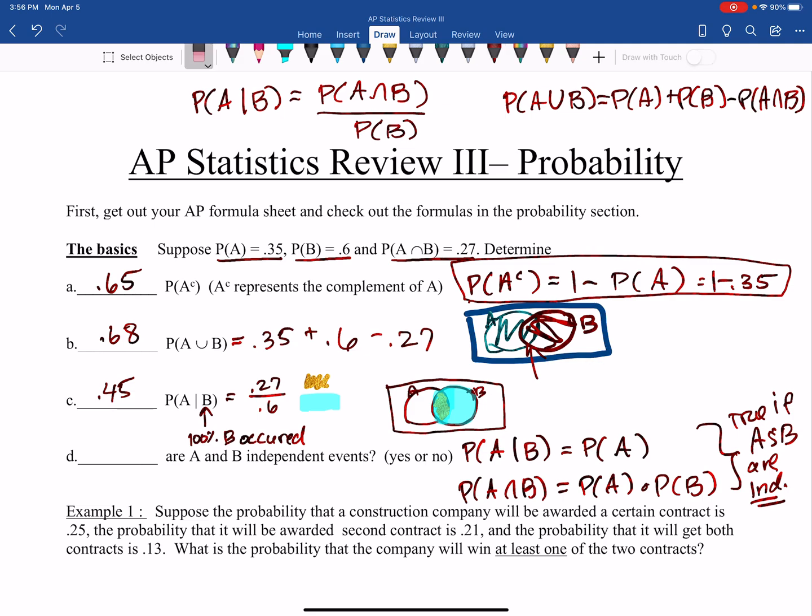So this is what I would say. I would say the probability of A and B does not equal the probability of A, as shown above, because I've already shown it. If I didn't show it, I would go ahead and put the numbers in. So A and B are not independent.